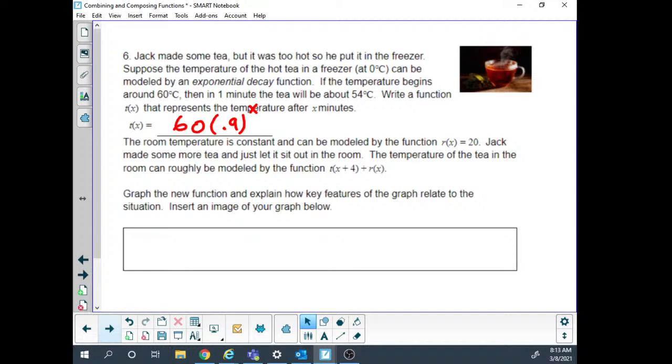I just said graph the function. I'd like you to write it out as well, and then insert an image of your graph. And, like what are some key features of the graph? So, anyway, let's think about what this function would be. t of x plus 4 plus r of x. What would that look like?